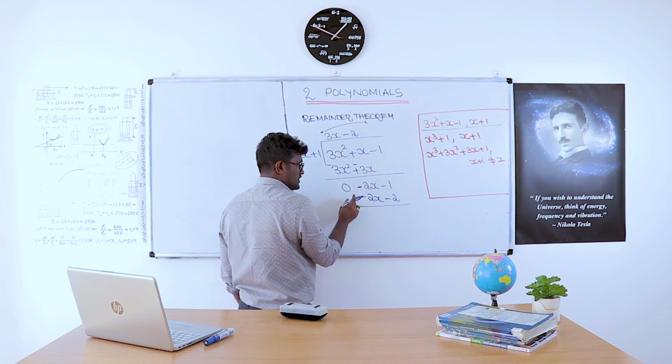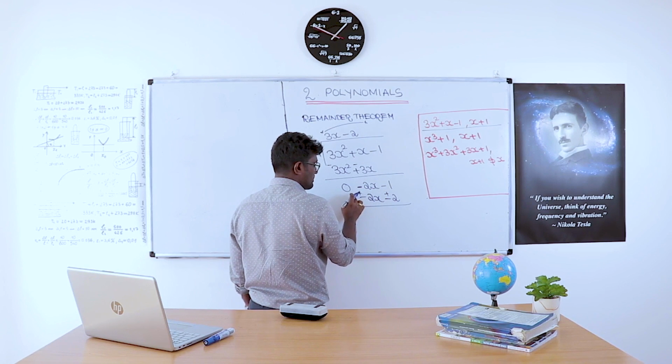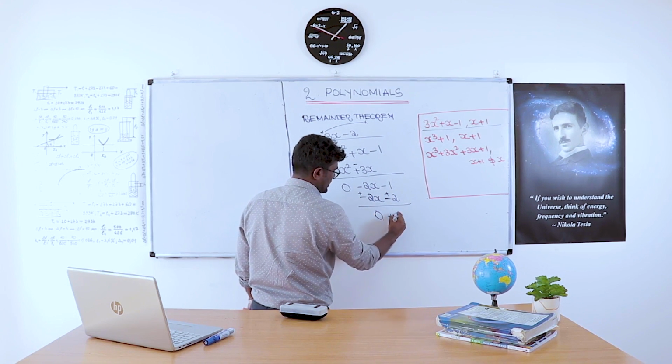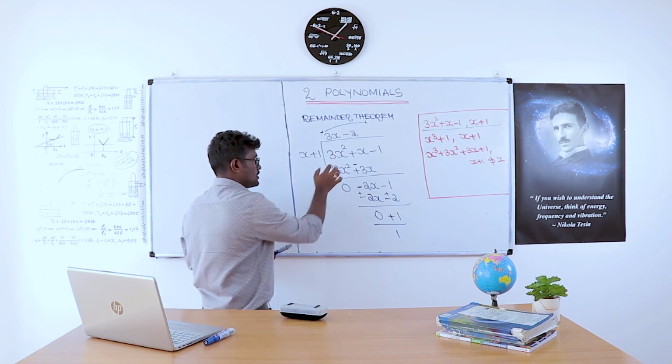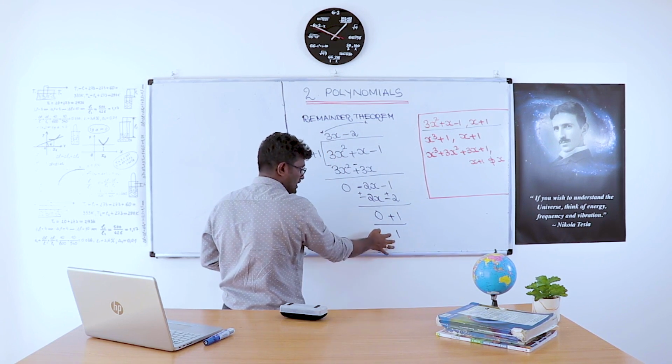So, just change the sign. This is minus. Plus, minus, plus. Minus 2x plus 2x is 0. Minus 1 plus 2 is plus 1. That means 1 is the remainder here. 1 is the remainder. So, this is the dividend. This is the divisor. This is the quotient and this is the remainder.